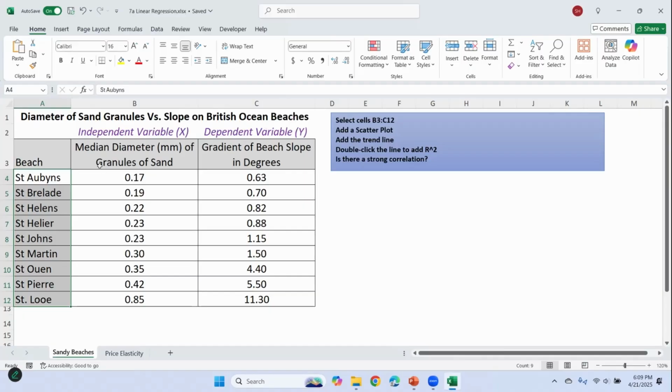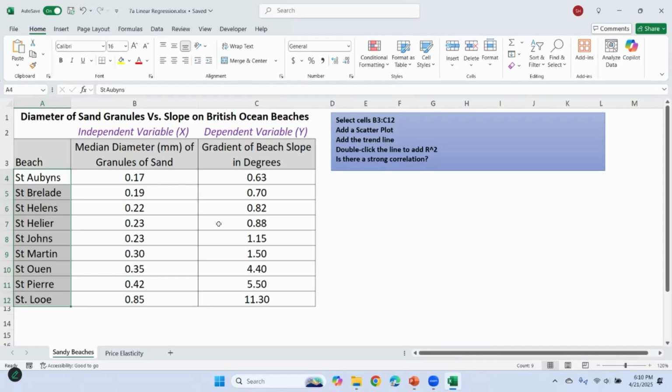So the team went and measured the size of the sand in terms of millimeters, that is the diameter, and they plotted it here. They captured the data. For this beach, it's like 0.17 millimeter. And then they measured the slope of the beach in degrees, that is 0.63. Like that, they went to all the beaches in this British Ocean, and then they have this data.